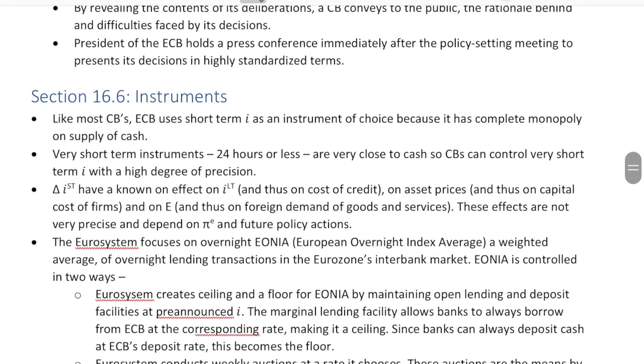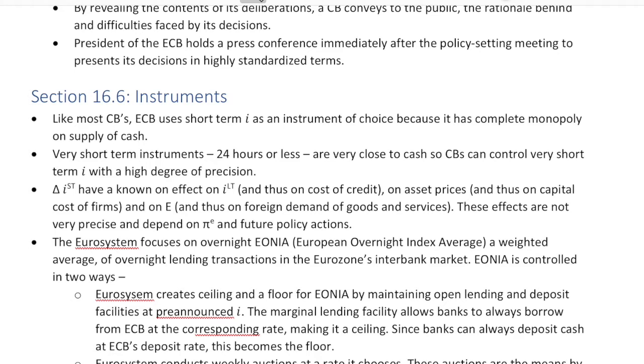Now let's talk about the European Central Bank's instruments that they can use in response to any sort of crisis. This as well ends up becoming a little more generic because most central banks do this, so you may already know most of this. Like most central banks, the European Central Bank also uses the short-term interest rate as an instrument of choice because it has a monopoly over the supply of cash. As you may have heard, the Fed can print as much cash as it wants. So of course, it's more able to control short-term interest rates.